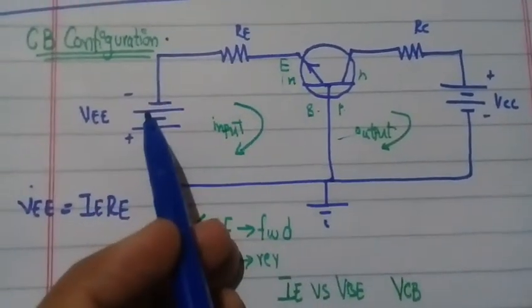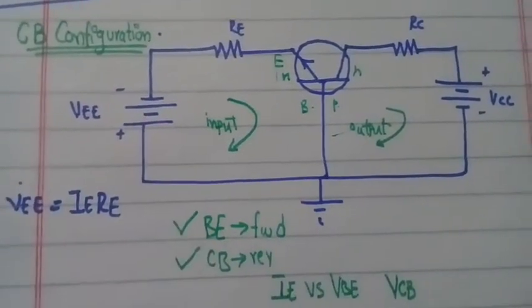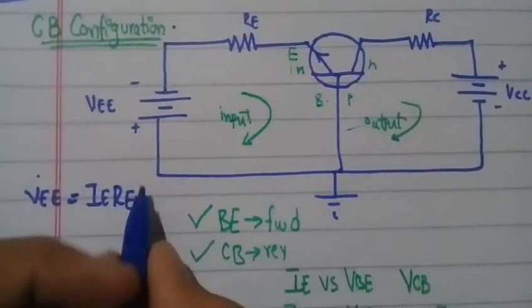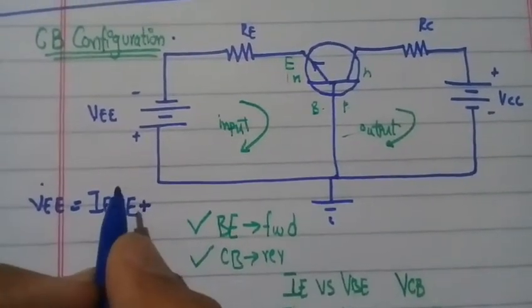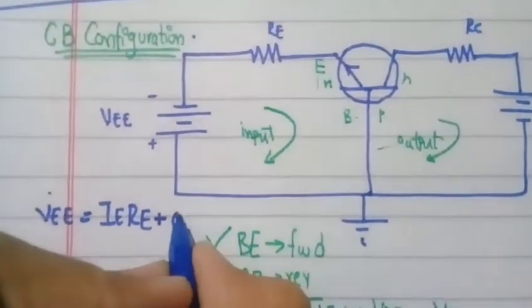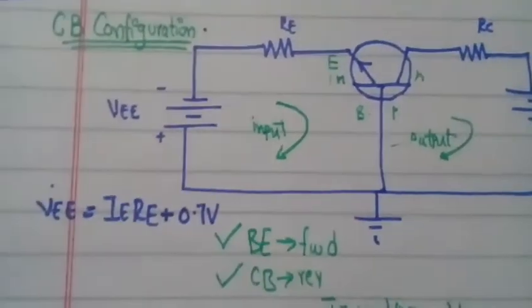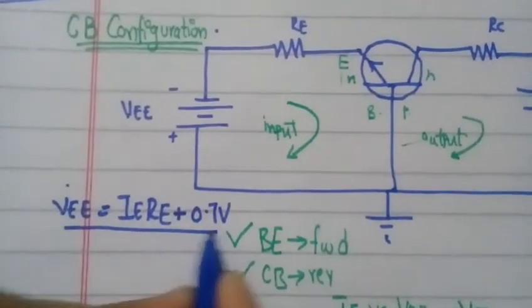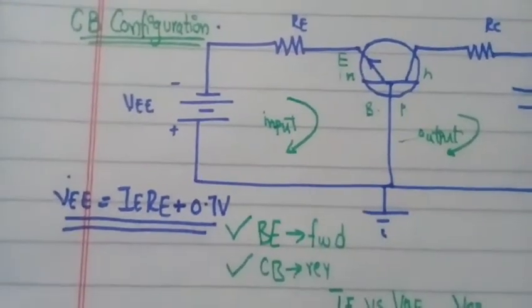Its negative is connected with negative and positive is connected with positive. So here we only write 0.7 volts. This will be the input KVL loop of common base configuration.